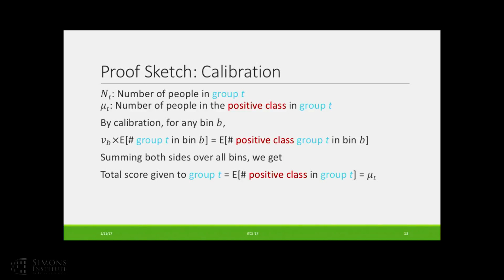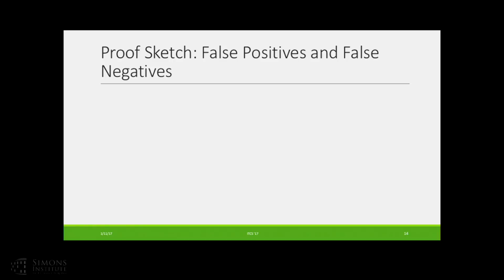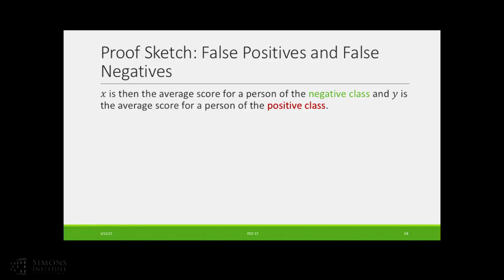Okay, so now we have an expression for the total score allocated to group T. And to complete this proof, I'm just going to derive another expression for the total score, set these equal to each other, and see what happens. And so to do so, let's look at the other constraints on the false positives and false negatives.